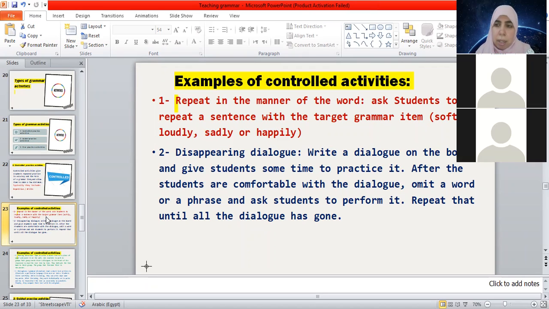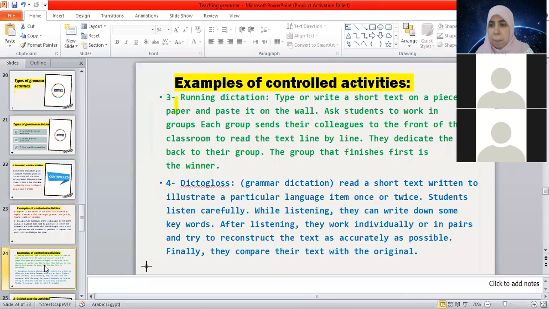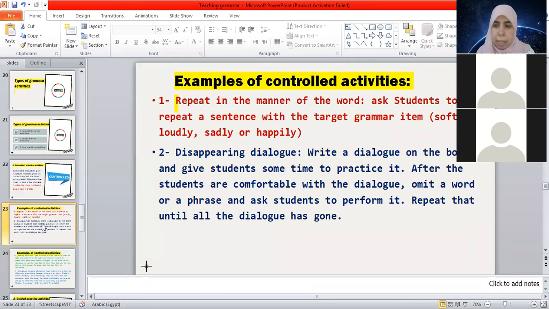Disappearing dialogue: practicing speaking, but the dialogue is written and it's supposed not to change. Number 3, running dictation: it's supposed to read and tell my friends in the group what I have read and write them. Dictogloss: to listen, write, and together reconstruct a text. So these are examples of controlled activities.